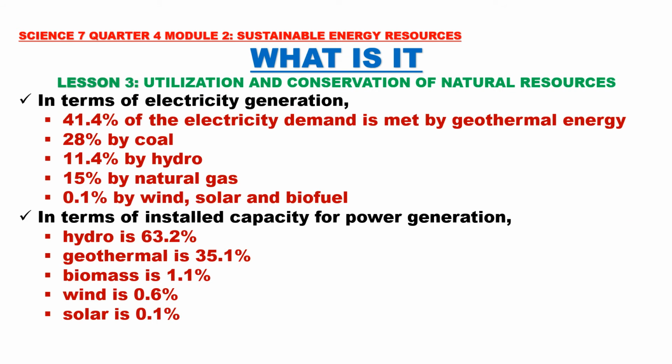In terms of electricity generation, 41.4% of the electricity demand is met by geothermal energy, 28% by coal, 11.4% by hydro, 15% by natural gas, and 0.1% by wind, solar, and biofuel. In terms of installed capacity for power generation, hydro is 63.2%, geothermal is 35.1%, biomass is 1.1%, wind is 0.6%, and solar is 0.1%.